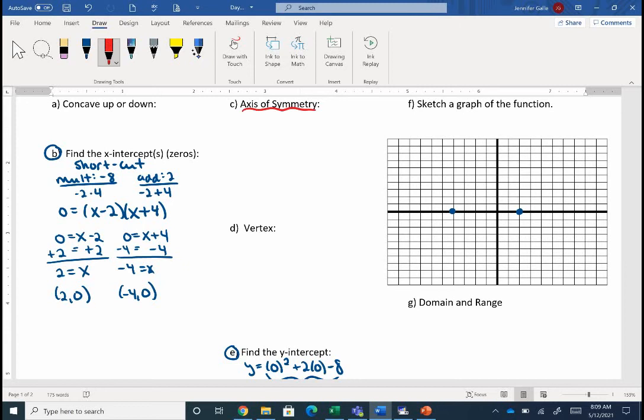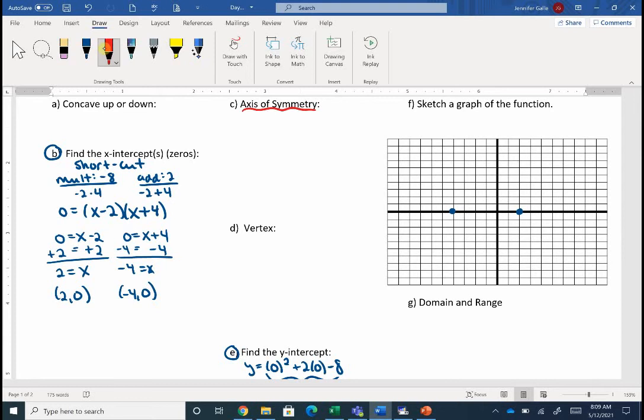So where's the axis of symmetry in relation to these two x-intercepts? Where's it going to be? It's going to be right in the middle, right? And somebody already said it. Where did you find it at? -1.